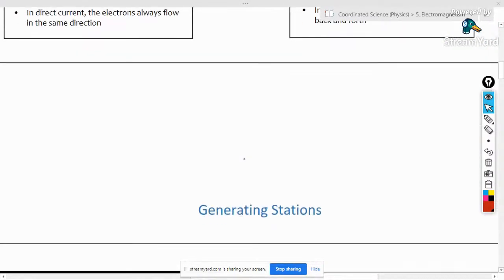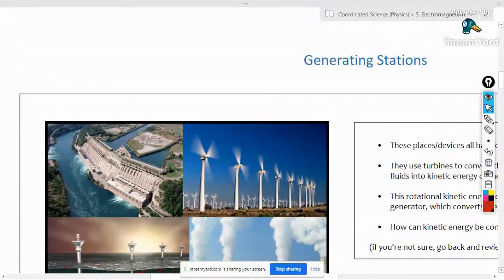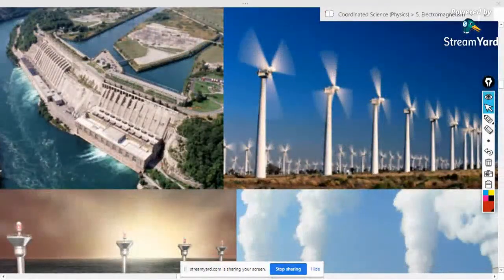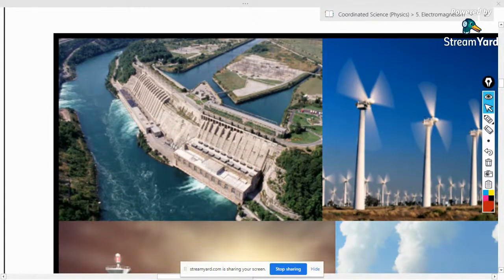Moving on. AC generators are found, of course, at generating stations. All of these are just electricity power generating stations. This is a hydroelectric power plant, and it uses the energy from the water that's way up here. As this water falls down to the reservoir below, they use that falling water to turn a turbine, which turns a generator to make electricity.